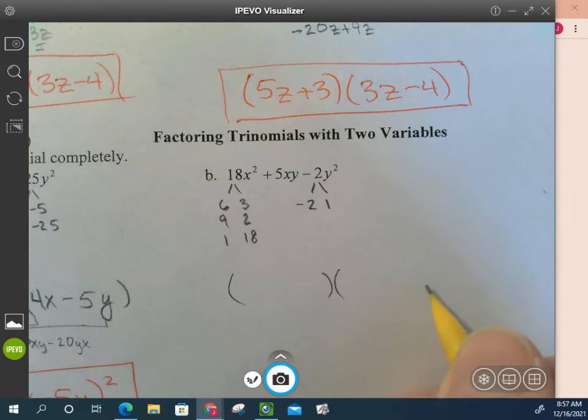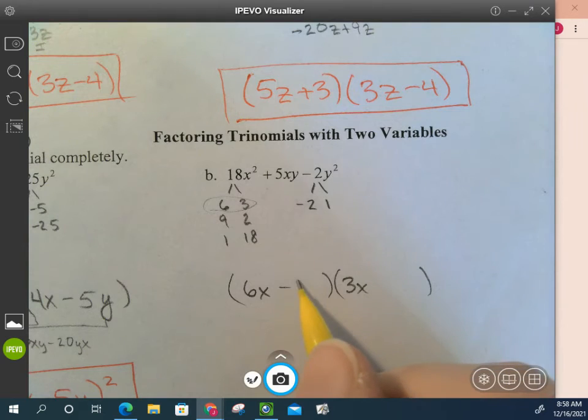So here's what I'm looking at. I'm going to put in my 6x and 3x because that's my first set. So I'm going to try that. And when I go to pair this, don't waste your time. There's no reason to put the -2 in here.